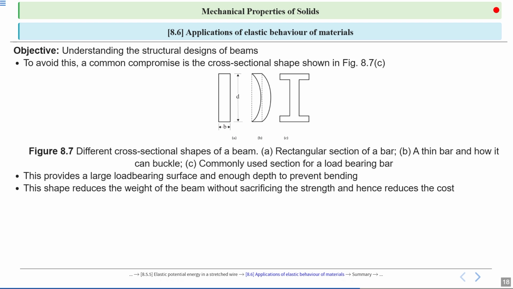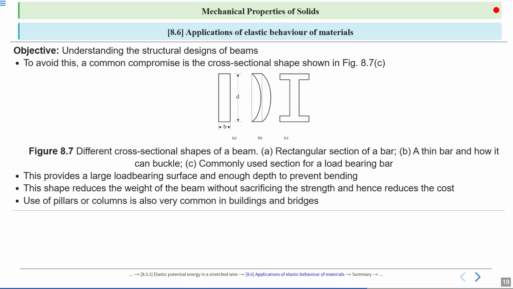Another advantage of this shape is that it reduces the overall weight of the beam. By removing unnecessary material, we keep the beam strong but make it lighter, which also lowers the cost. So it's important to note that pillars or columns are also widely used in buildings and bridges to support loads. These vertical supports help distribute the weight and keep the structure stable.